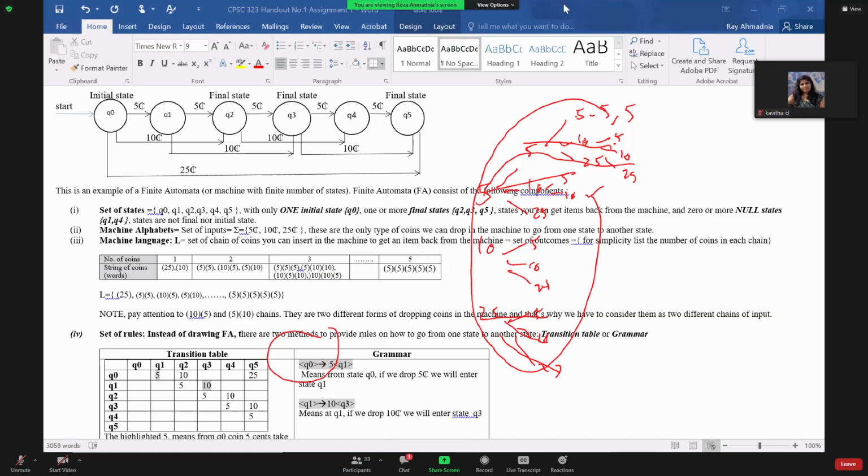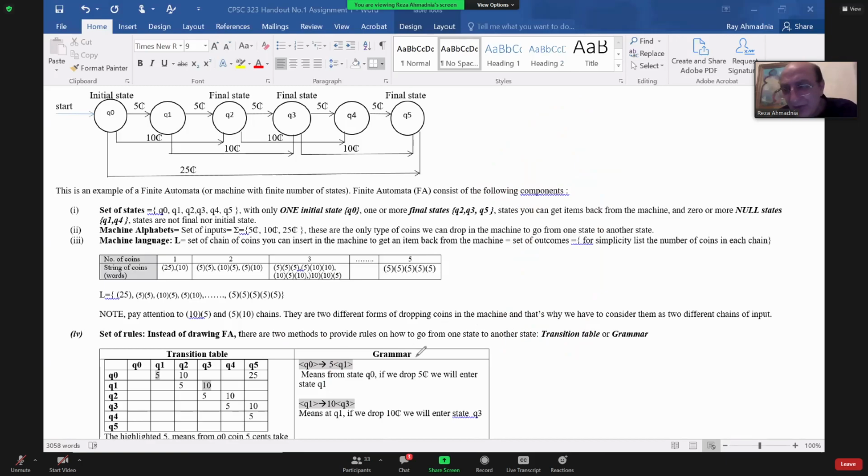Okay, the other thing is this one here, which is more important. It is called the grammar of this machine. What is a grammar? The same set of information as well as this one here.